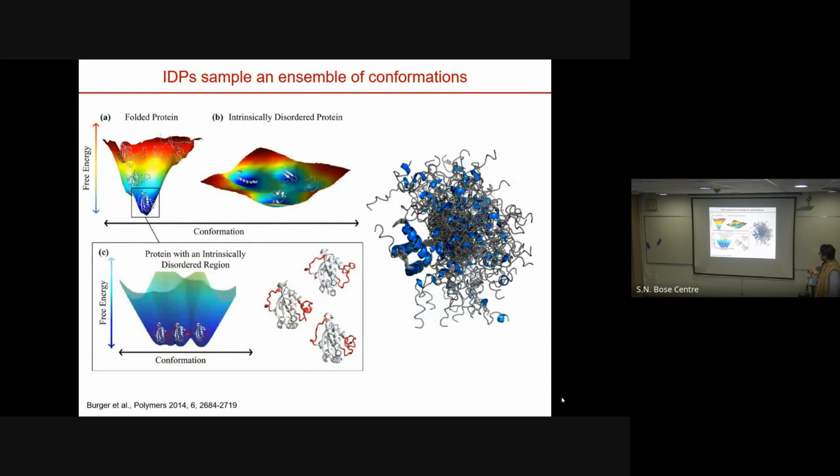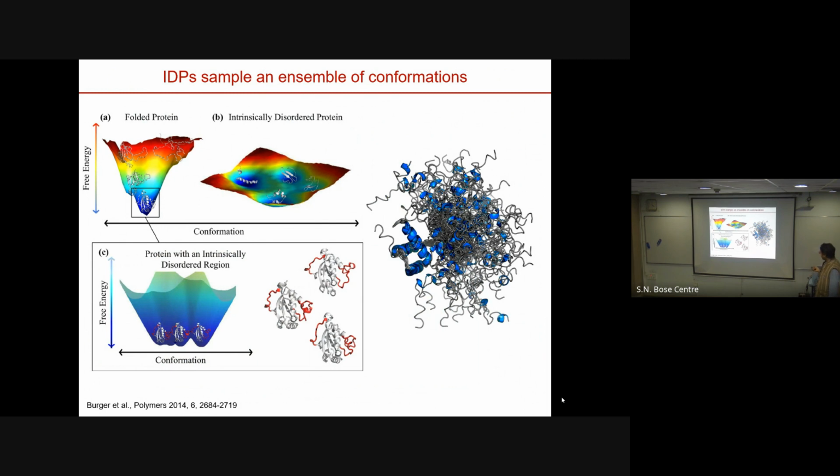So energetically, we can think of it like this: folded proteins have a much deeper folding funnel. So it starts somewhere here and then it will fold into this nice native structure. But for the disordered proteins, the folding funnel is very shallow and it can hop between all these different local minima, where these are different conformations.